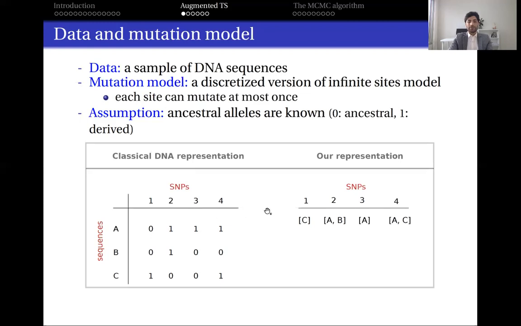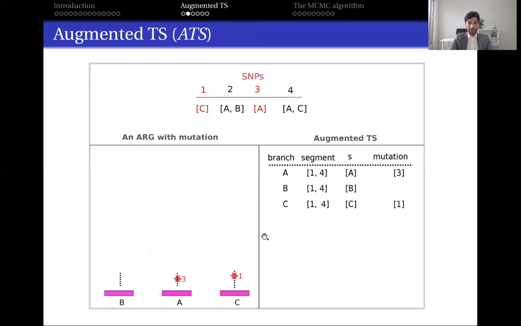So we represent the data in our own way. That is, for each SNP, we only record the sequences that carry the derived allele. For example, for SNP1, sequence C only carries the derived allele, so we only record C. For SNP2, A and B are the sequences that carry the derived allele, and so on.